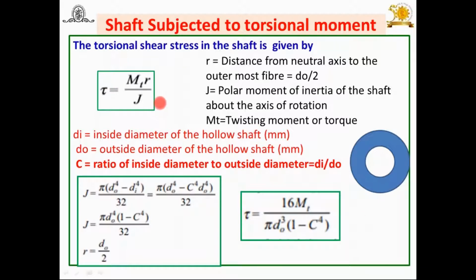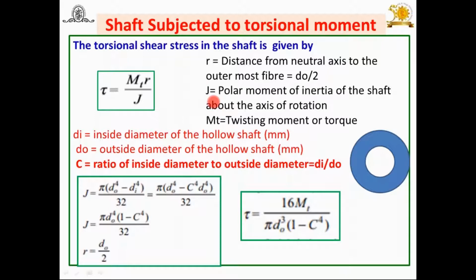Now here in this case, when this hollow shaft is subjected to torsional moment or torque, we know very well this simple equation tau is equal to MT into r by J. r is the distance from the neutral axis. Suppose here it's the neutral axis, the outermost fiber. So what is r here? dO by 2. Then what about J? J is the polar moment of inertia of the shaft about axis of rotation. And what is MT? Twisting moment or the torque.